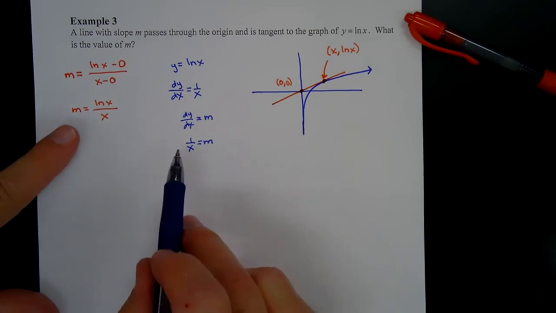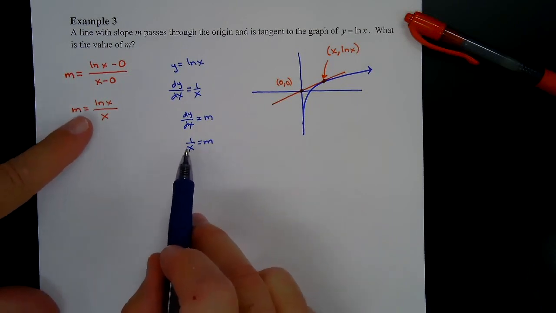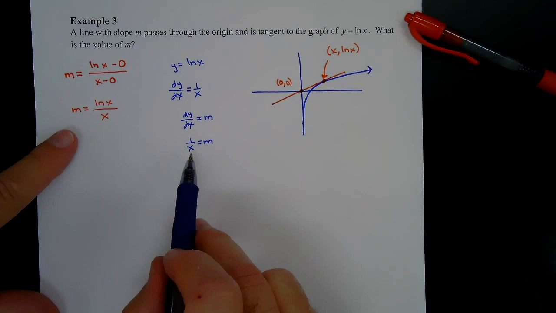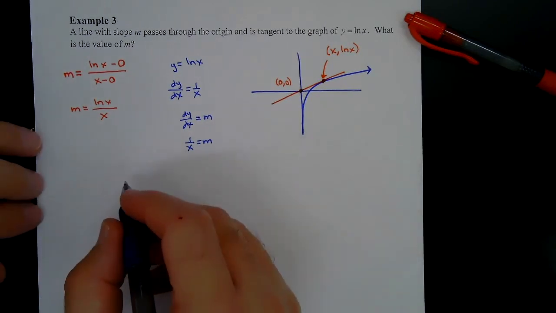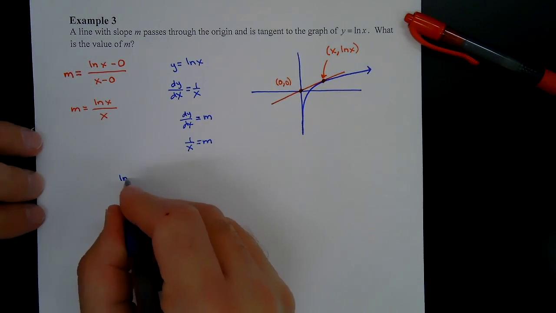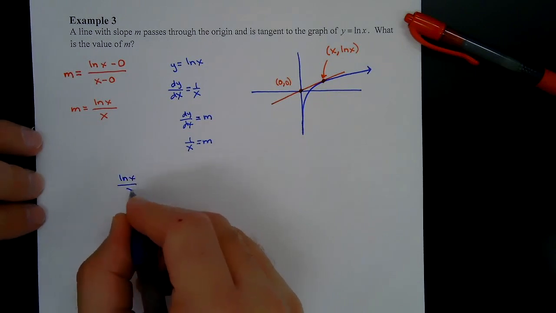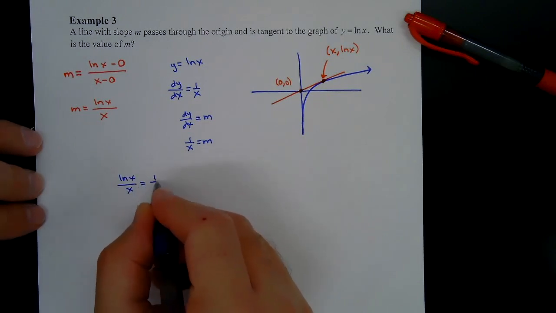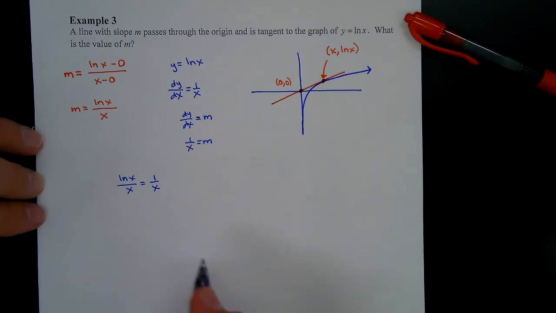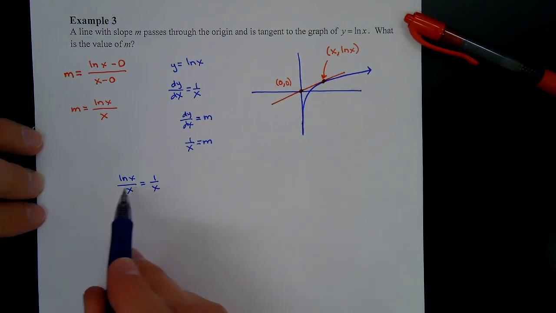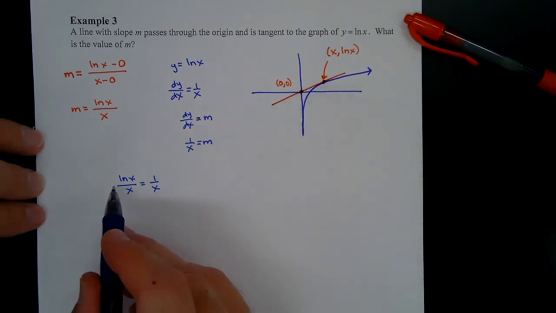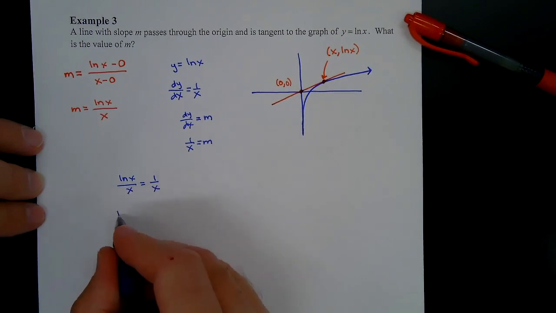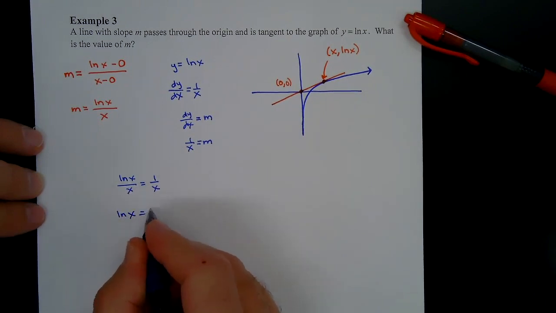So I know that the 1 over x is m. I also know natural log of x over x is equal to m. So these are both the same slope, so I can set them equal to each other. So what I have is ln of x over x must equal 1 over x. To solve this, what I could do is multiply both sides by x, as long as x isn't 0, which it isn't because it's over here, okay? So I'm going to multiply both sides by x, so that gives me ln of x is equal to 1.